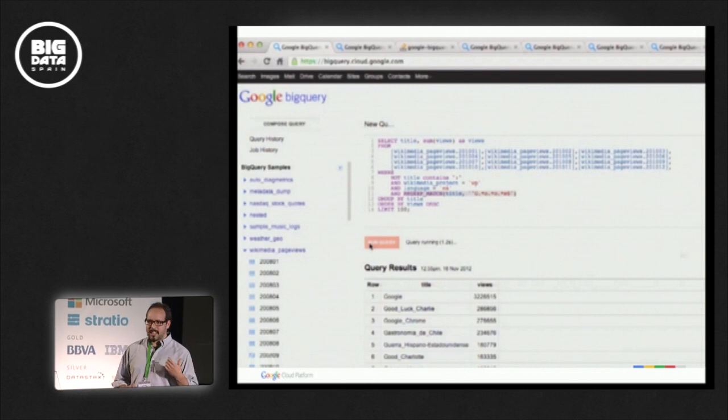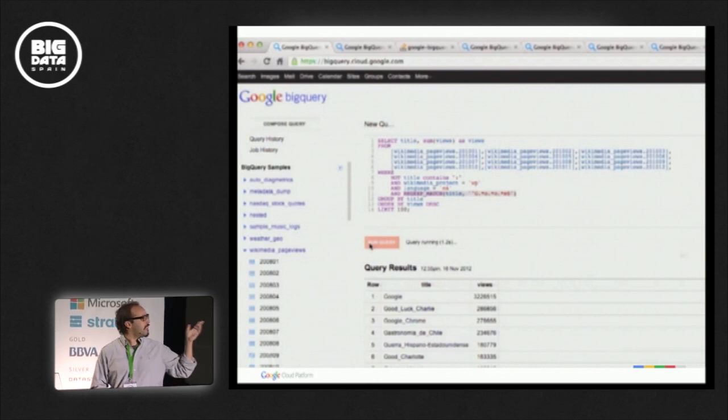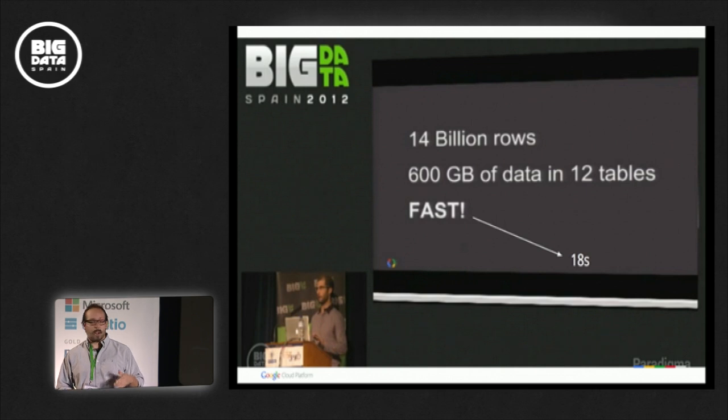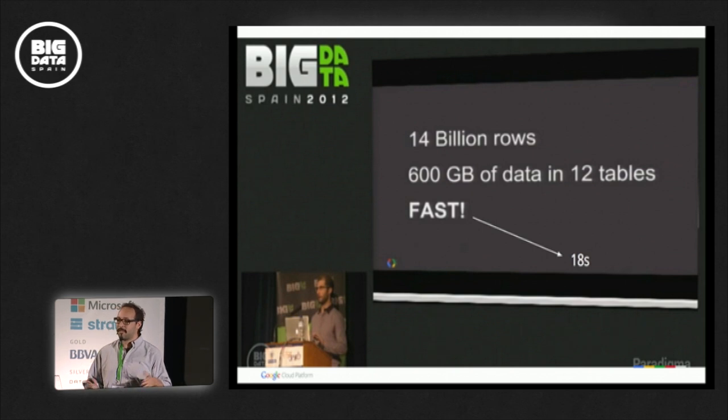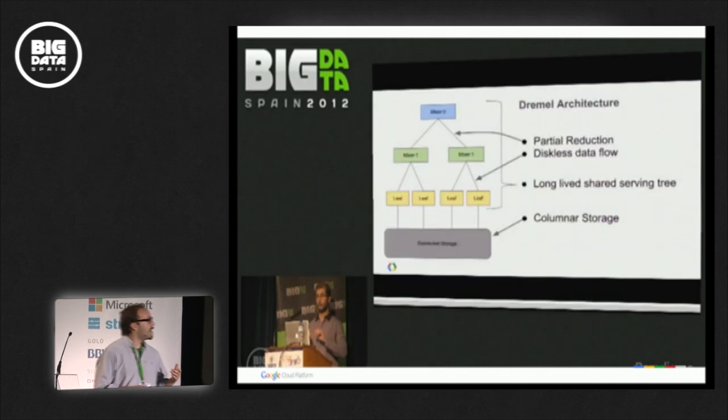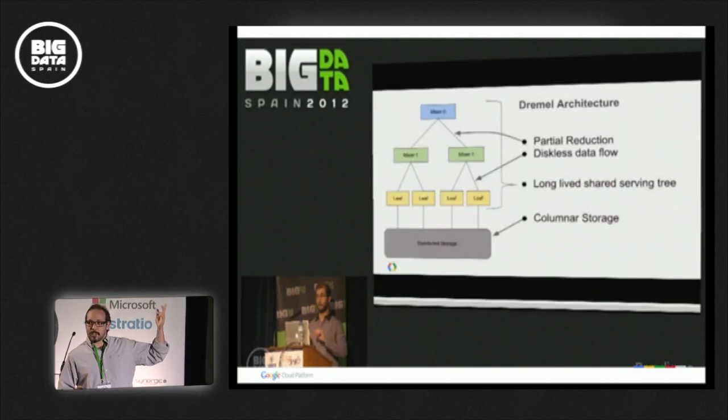In this case, he's running a regular expression over terabytes. No, this is not terabytes. This is 600 gigabytes of data. People were really impressed by how fast we did that query. I measured it yesterday, it was 18 seconds. I don't know if people have tried doing regular expressions on this amount of data, but usually it takes much longer. How does this work?